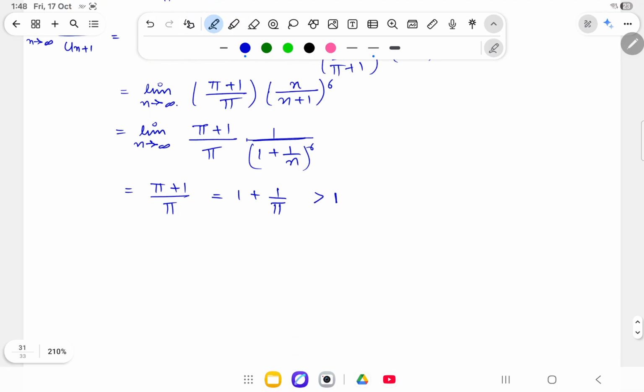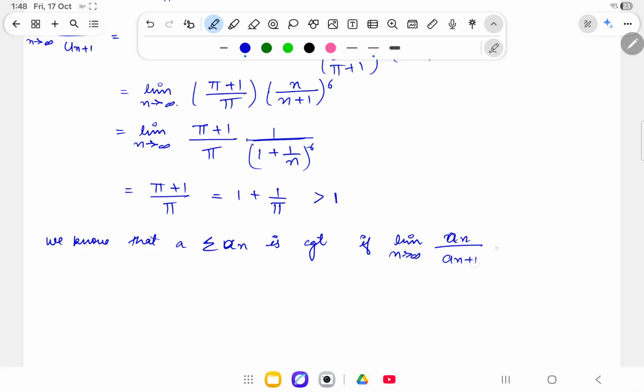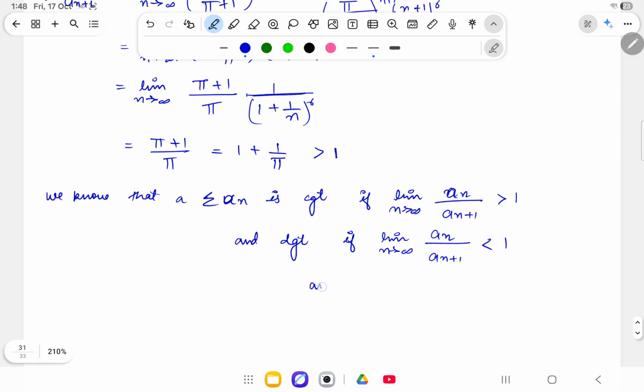And we know that a series summation an is convergent if limit n approaches infinity of an by an plus 1 is greater than 1, and divergent if this limit, that is limit n approaches infinity of an by an plus 1, is less than 1, and the test fails if limit n approaches infinity of an by an plus 1 equals 1.